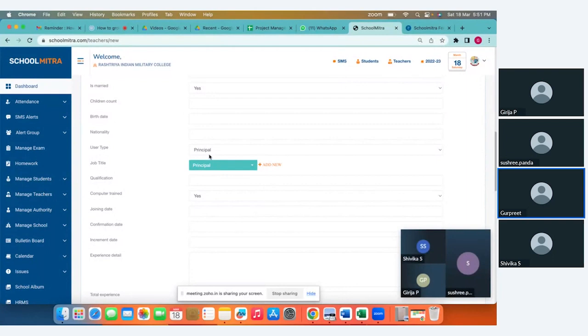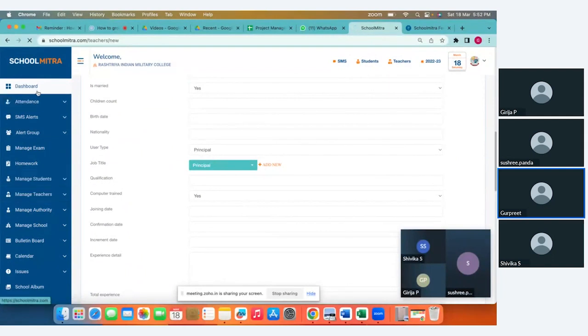Everyone gets his or her own app. A parent gets their own app, the same app. They can log into the platform. Teachers will log into the platform. The principal can log into the platform and view the overall status of the school. So that is the add-on advantage that a school gets.